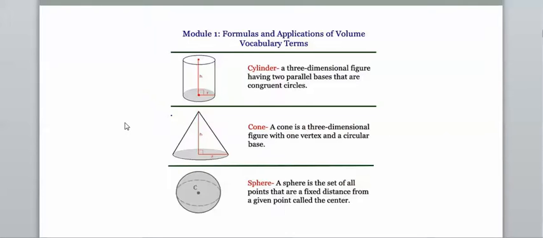Okay, some vocabulary terms. A cylinder is a three-dimensional figure having two parallel bases that are congruent circles. A cone is a three-dimensional figure with a vertex and a circular base. And a sphere is a set of all points that are a fixed distance from a given point called the center.